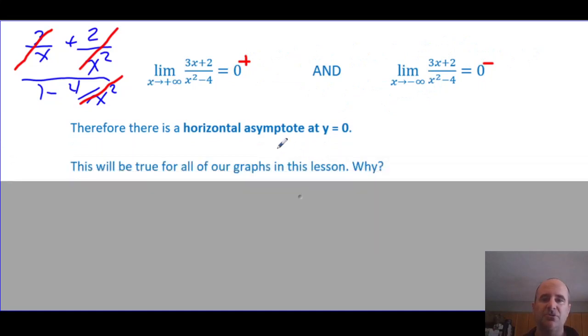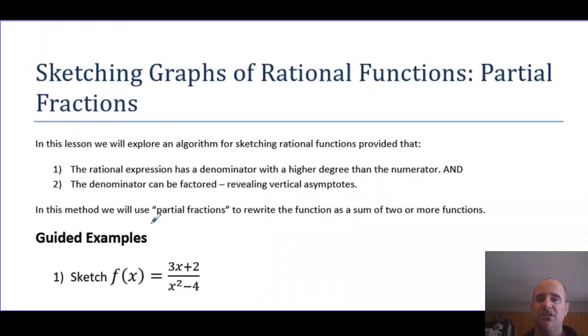And this will be true. This idea of a horizontal asymptote at y equals 0 is going to be true for all the graphs we look at today. Why? Because one of the things we said was if you're going to use this method, it must be that the denominator has a higher degree than the numerator, in which case the end behavior is going to be that it approaches 0.